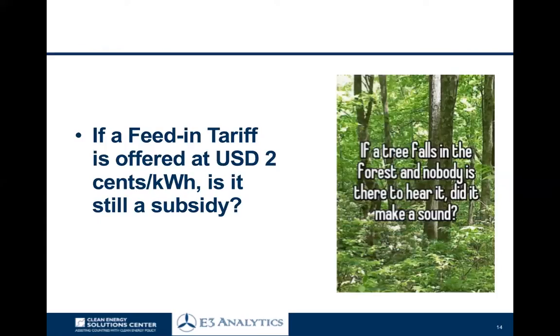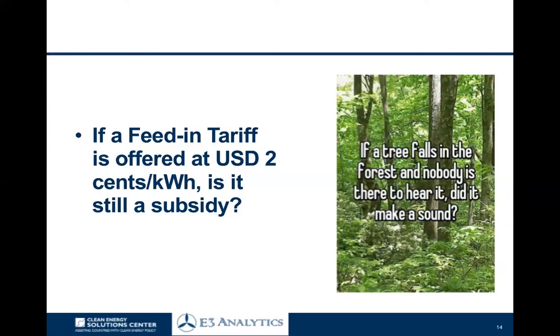The key question here, which I've tried to summarize a bit tongue-in-cheek with this slide, referring to the old Zen koan: if a tree falls in the forest and nobody is there to hear it, does it make a sound? The question in our case being, if a feed-in tariff is offered at, say, 2 cents per kilowatt hour, is it still a subsidy? I think this question really cuts to the heart of the debate around renewable energy subsidies.